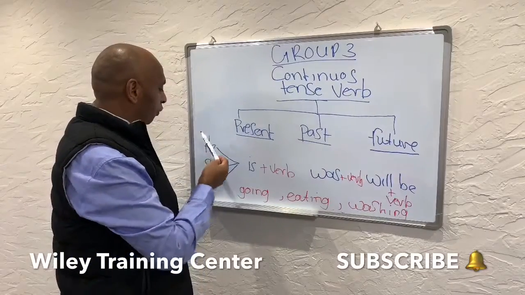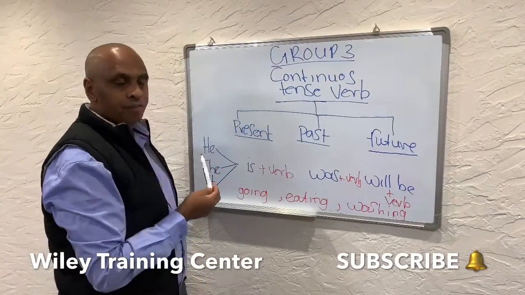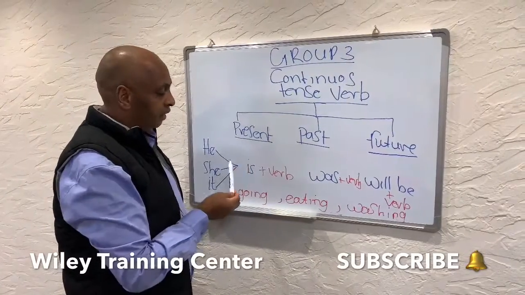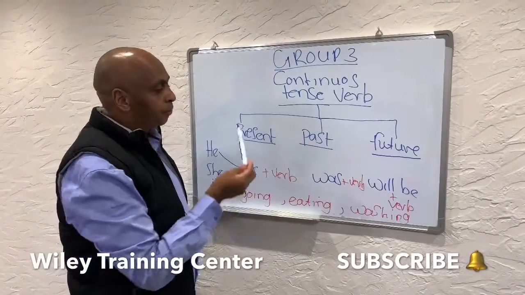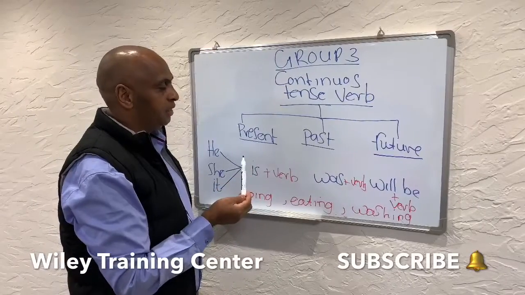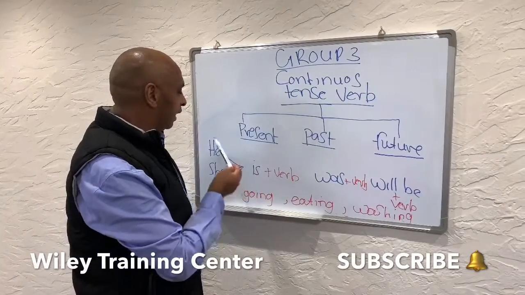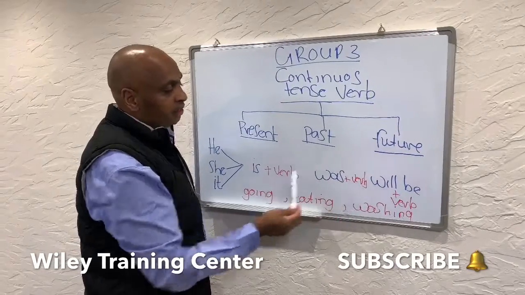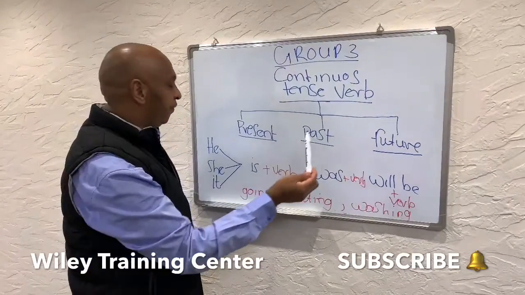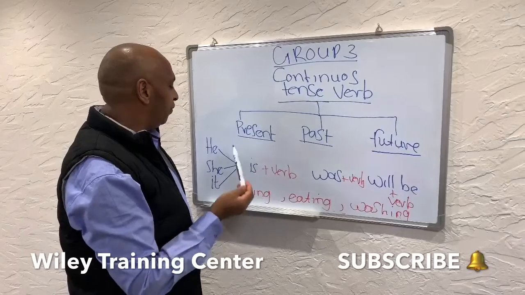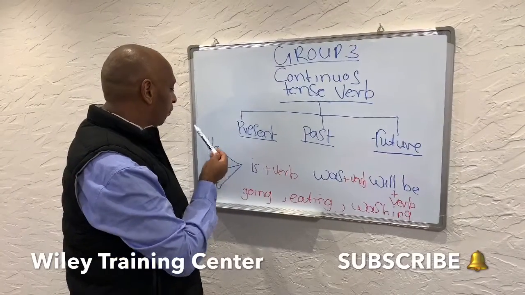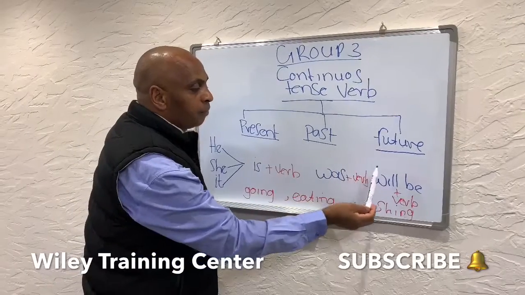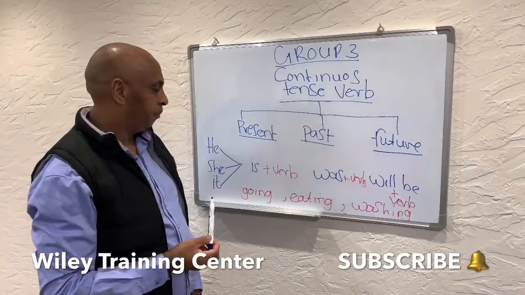We are going to use the pronoun he, she, it. Then we add the word is for the present, plus the verb. For the past continuous tense, we take he, she, it plus was, then add the verb. In the future continuous tense, we take the pronoun he, she, it, and add will be plus the verb.